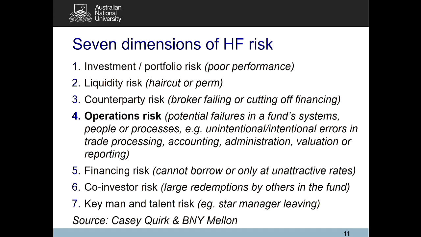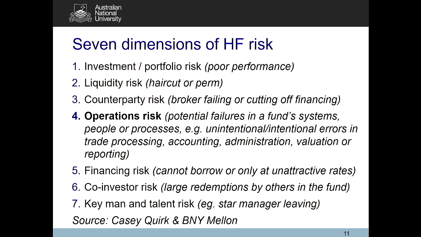Now, I like this breakdown of 7 different dimensions of hedge fund risk, because it starts to talk about what lies beneath, right? It's not just standard deviation. It's all of the different things that are happening in a hedge fund and how that can create risk for the investor. So this is from Casey Quirk and BNY Mellon. There are other ways to define it, but I think this is a nice breakdown because it gets you thinking about what a hedge fund's doing. Right, the first one is the surface risk, and that is the risk of your portfolio going down, right? Poor performance. But within hedge funds, you also have liquidity risk.